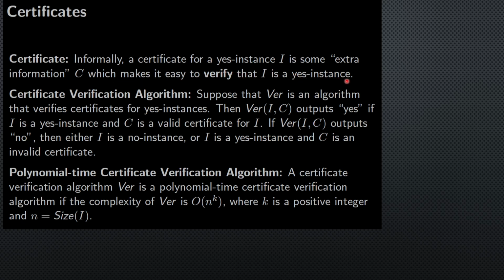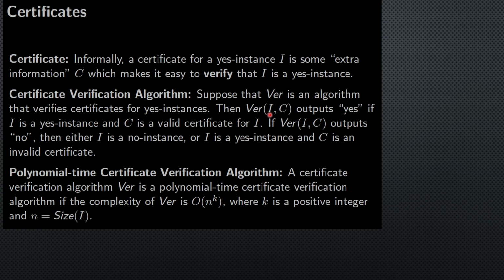So for example, for subset sum, you could give a subset that you claim sums to 0. So that would be C, the certificate. Now, what's a certificate verification algorithm? Suppose ver is an algorithm that verifies certificates for yes instances. Okay? What does that mean?